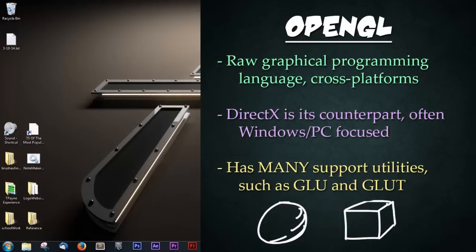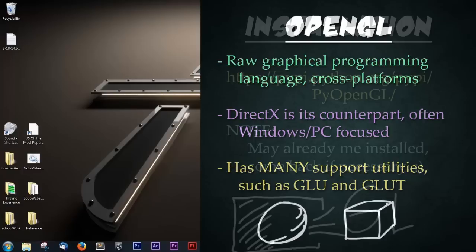Well, OpenGL is a raw graphical programming language that works across most all platforms rendering 2D and 3D graphics. DirectX is the other big graphic language out there, though it tends to be more Windows and PC focused. OpenGL can be difficult to program in by itself, which is why there are utilities out there like GLU and GLUT to help ease programming for OpenGL. And you don't want to even know about half OpenGL and closed-GL, because I just made those up.